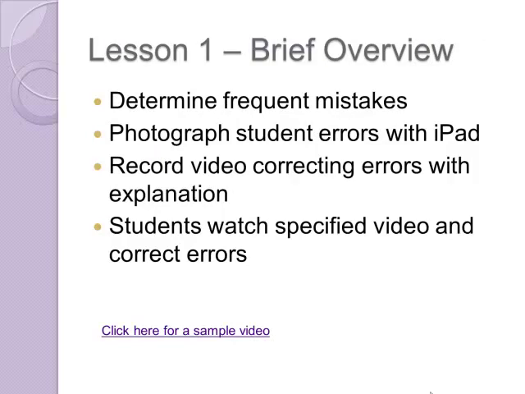So in my lesson, I determined where students were making mistakes on multiplying binomials, and on the quiz that I gave them, I photographed student errors with the iPad and recorded a video that would illustrate exactly what they did wrong and what they needed to do correctly. And students were able to be grouped specifically so that the student who needed help with foiling would watch the video on that, and the student who needed help with distributing would watch the video on that. So they each had their own specific videos that they had to watch.